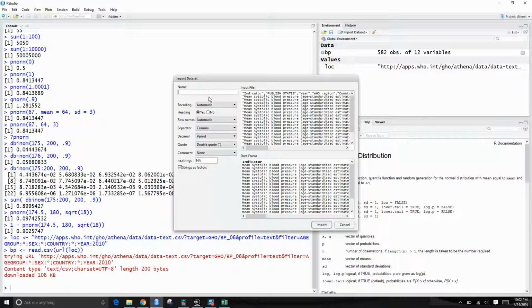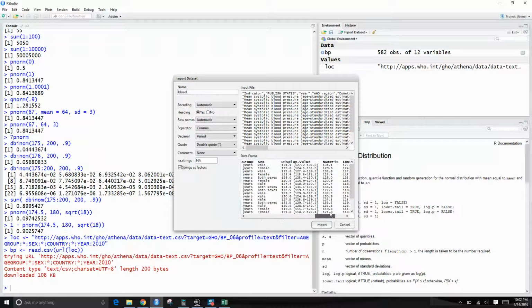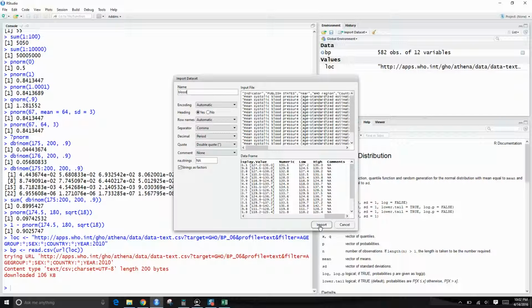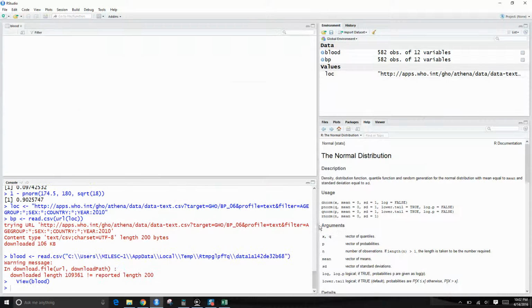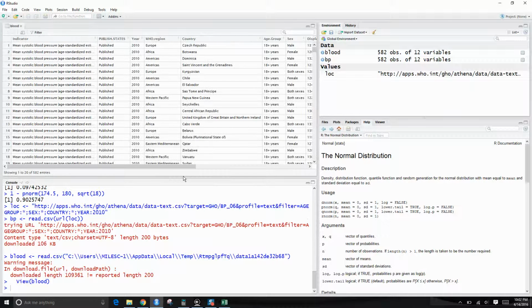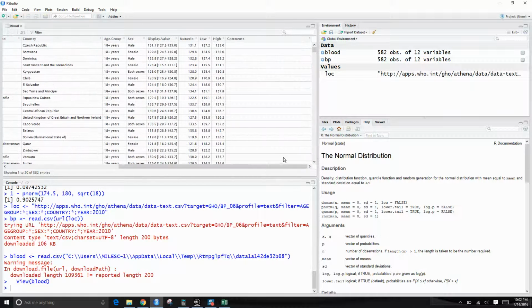and it says, okay, well, what do you want to call your data set? So you can give it a name. I called mine BP or something, okay? And it just says, okay, just make sure it looks the way you want it looking. And I say, okay, yeah, that looks good, okay? And there you go. The data is now loaded into R, okay?